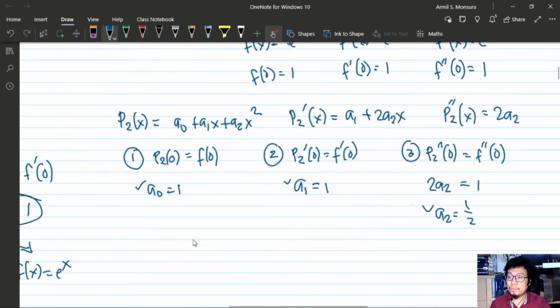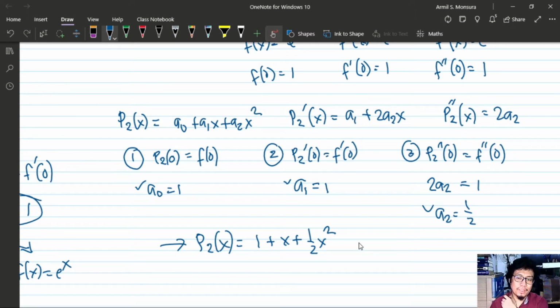So our second degree approximating polynomial for f of x at x equals 0 is 1 plus x plus 1 half x squared. Look at here: a0 is 1, a1 is 1, and a2 is 1 half. So at this point, you might have figured out why I can also call this a second order polynomial, mainly because of the second derivative here.